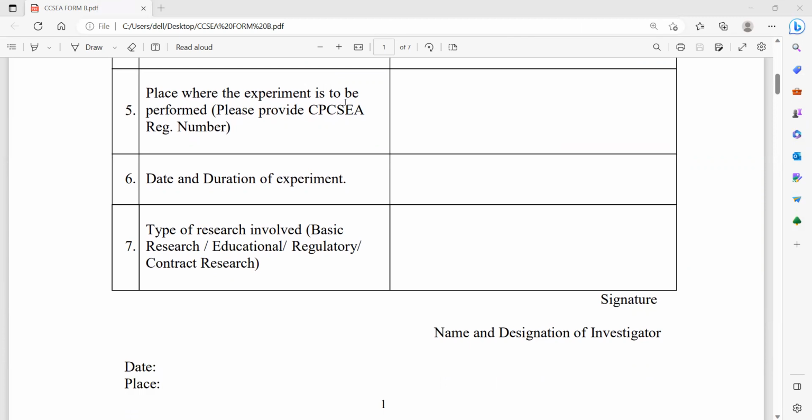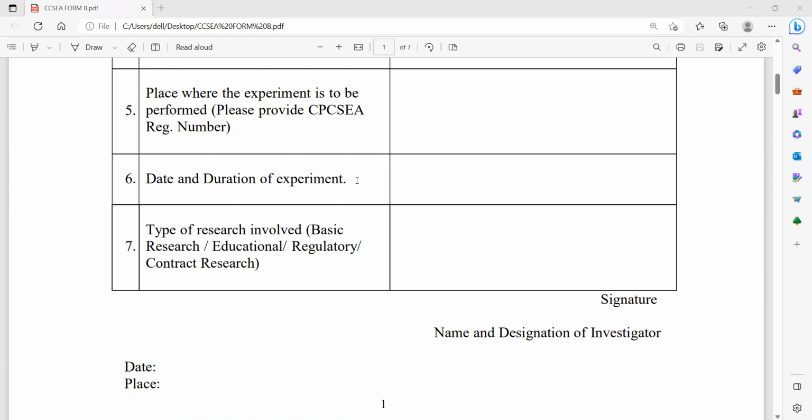Then place where the experiment is to be performed. So the researcher is going to perform his experiment at a lab or animal house, or some operation room or specific room. You have to mention here the specific things.